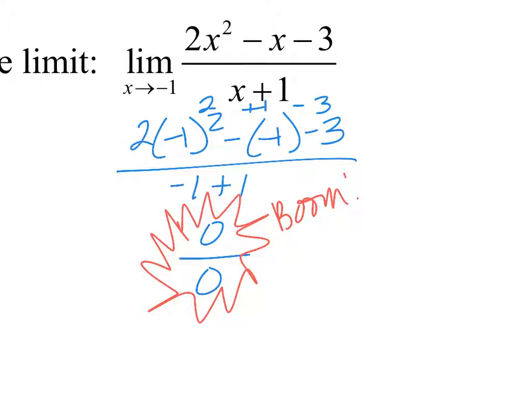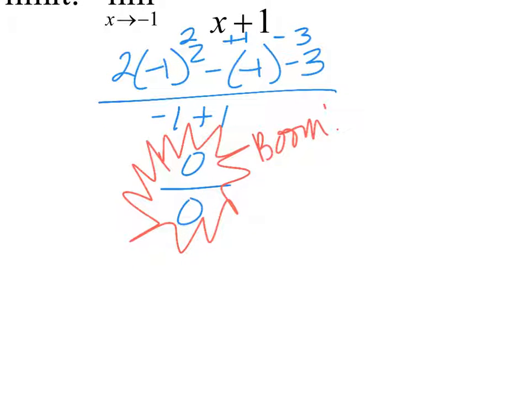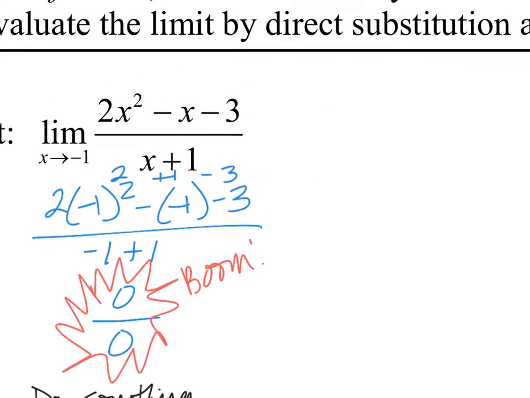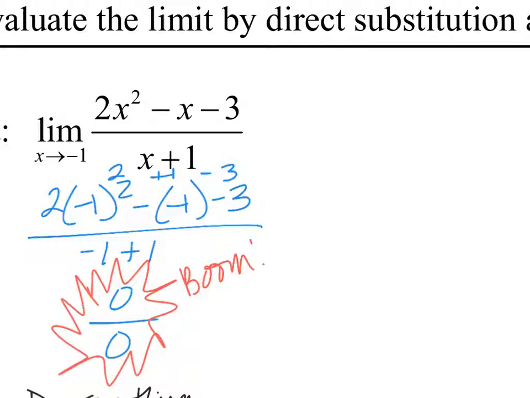So, since it went boom, we got to do something else. Carl's on the right idea. We try factoring the top. One of the things we try first is factoring. If you look at that, you're thinking, okay, it's a quadratic. Chances are I could probably factor it, so we try factoring it.